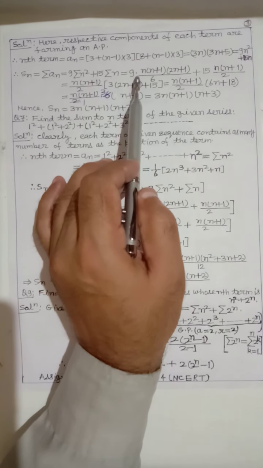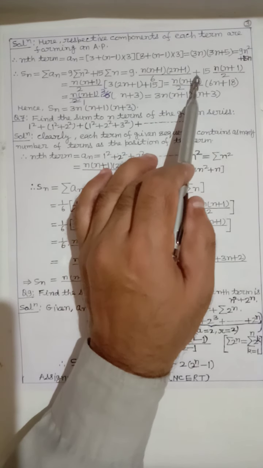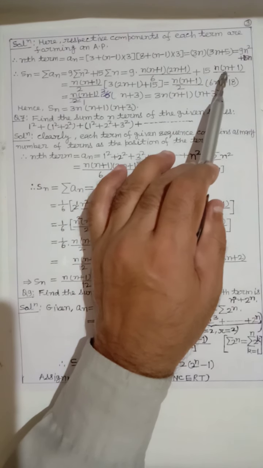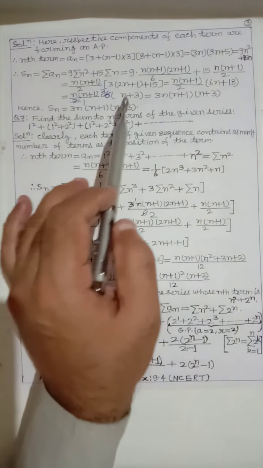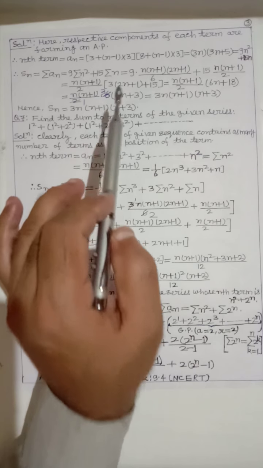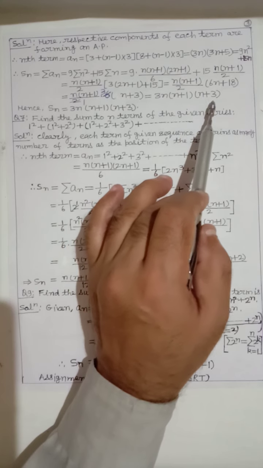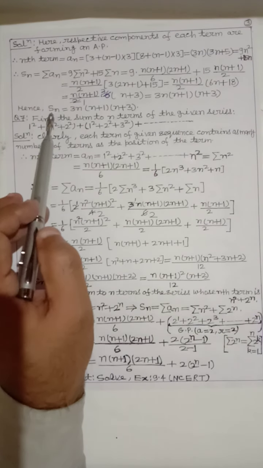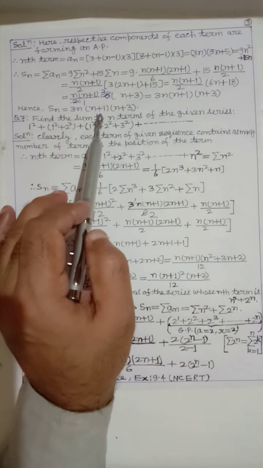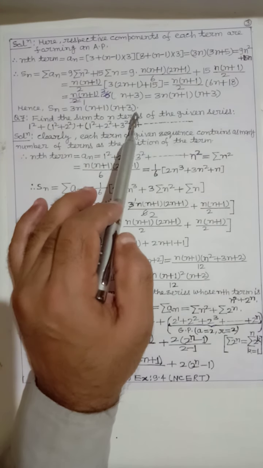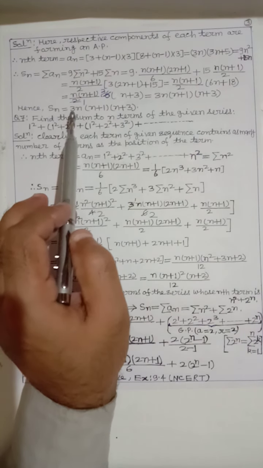We can write 9 into n into n plus 1 into 2n plus 1 by 6 plus 15 into n into n plus 1 by 2, and we solve this here. You can easily understand, that is no problem. We get 3n into n plus 1 into n plus 3. Therefore Sn is equal to 3n into n plus 1 into n plus 3. This is the answer.